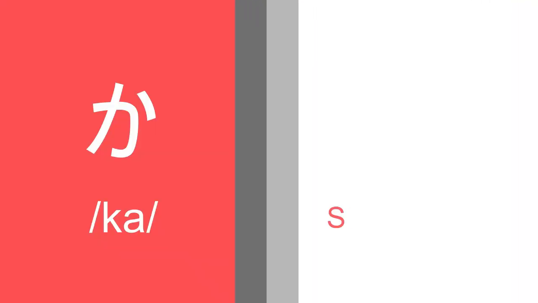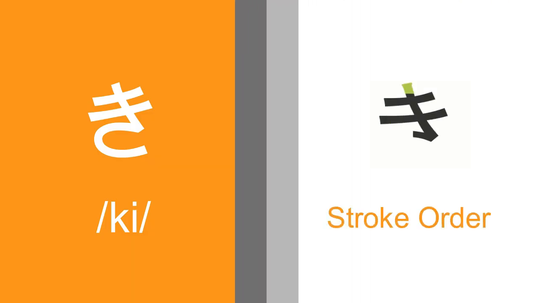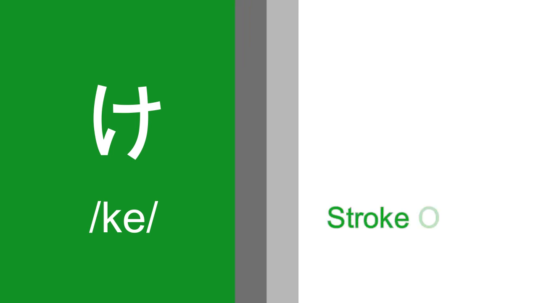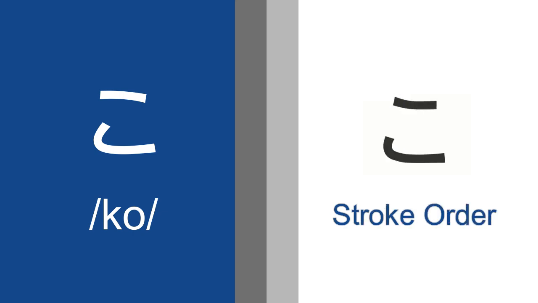Alright, so here is the K category: ka, ki, ku, ke, ko. Simple enough. Let's continue to S.